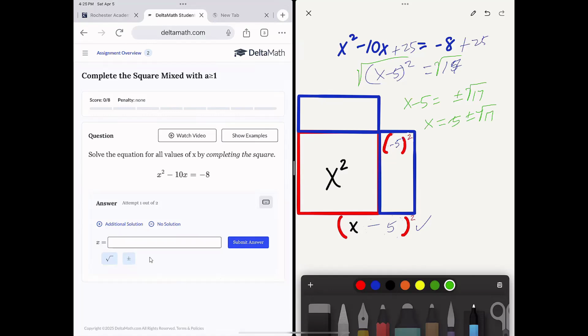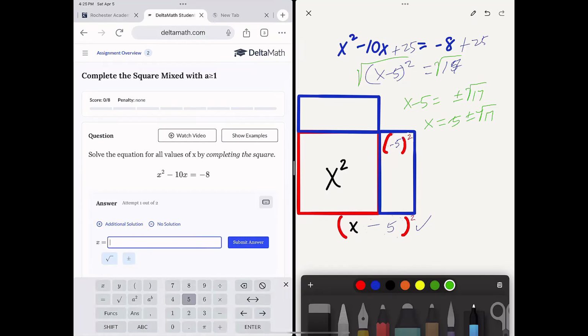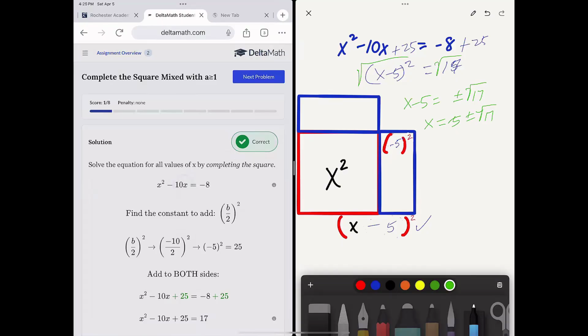So I'm going to do 5 plus or minus the square root of 17. Let's see if this works. All right, good. Sorry about the little mix-up with my iPad.